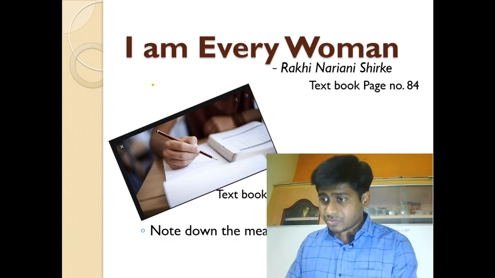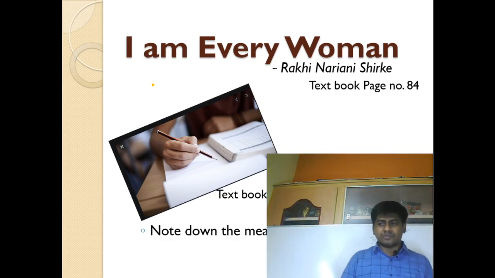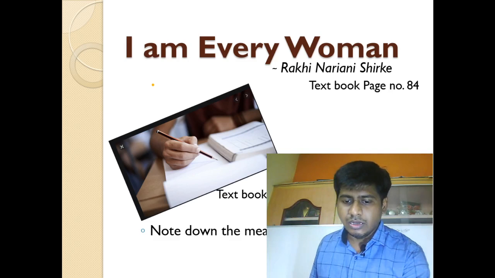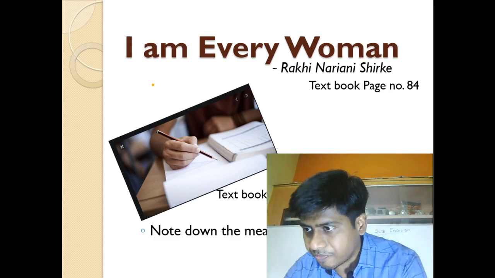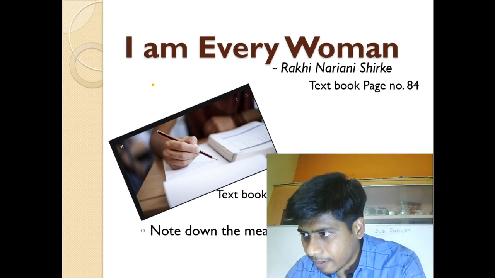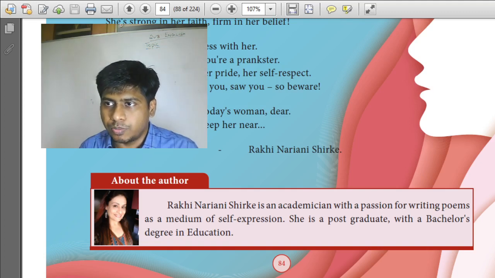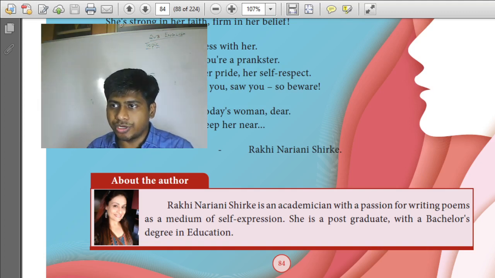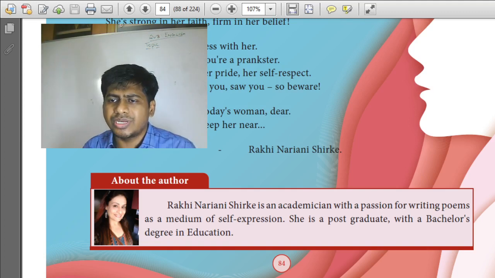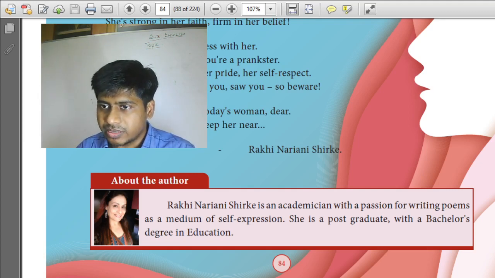And next, open your textbook to page number 84. We'll start with the poem. Talking about the author, poetess Rakhi Naryani Shirke. She is an academician and she has a passion for writing poems, and with her last name I can recognize she is from Maharashtra. Okay, and she is also into the teaching field, and that's great.